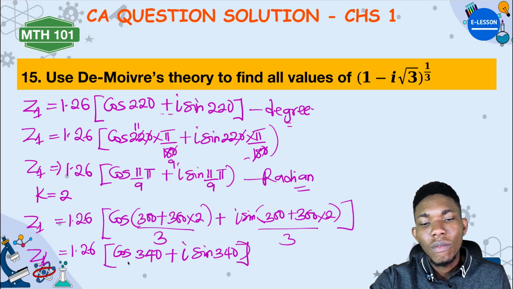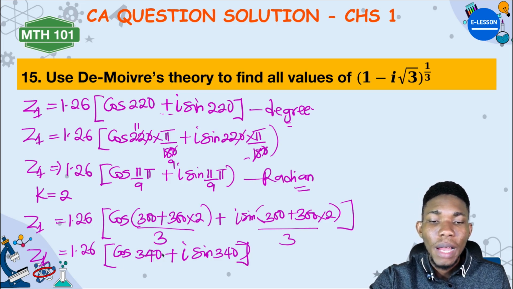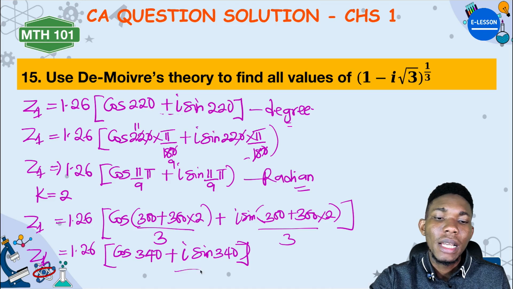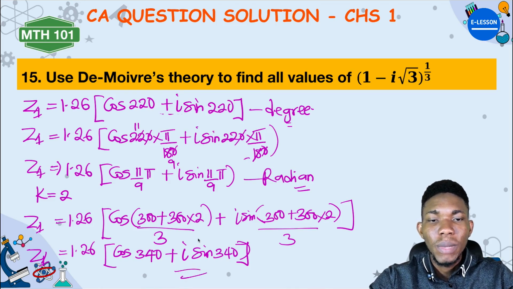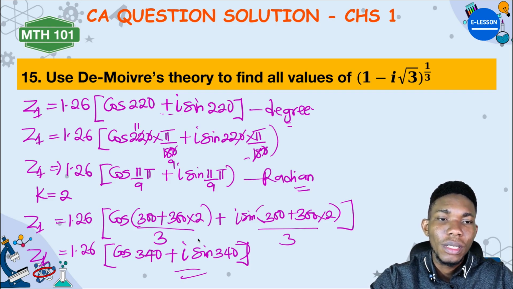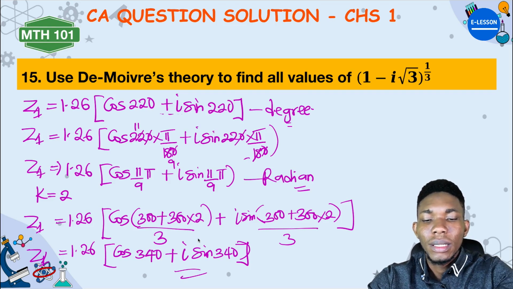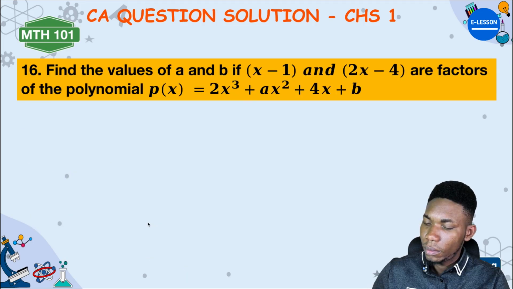Which you can also convert to radian by multiplying by pi divided by 180 and you get the answer. Are you getting it? Is that okay? So that will be that for this particular question. It's a very simple question, but it requires you to think. All right? We'll see in the next one.